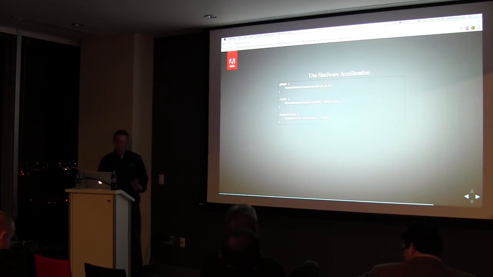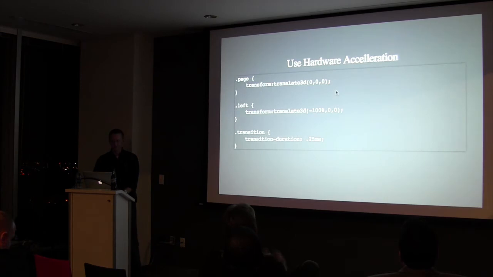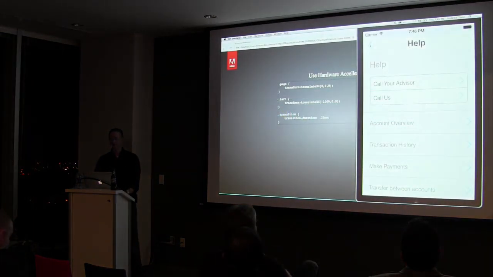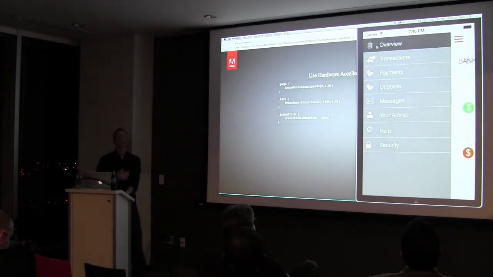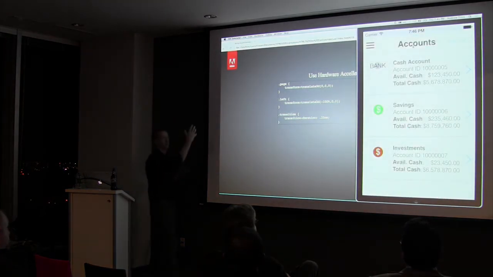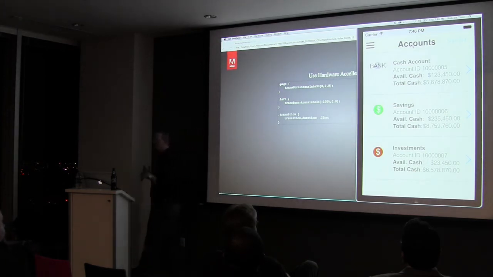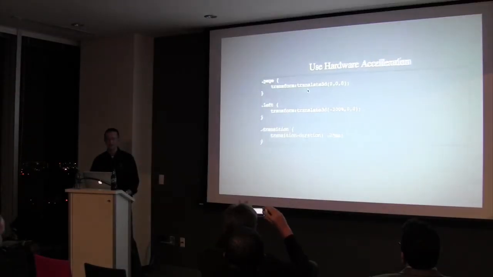Okay, the next thing I want to talk about is using hardware acceleration. Now, let me jump back over to this app. The transitions that I have right here, even though I'm running in the iOS simulator, are just as smooth on an actual device. And that's because it's leveraging the GPU for the rendering of each HTML DOM element. And that GPU rendering can be achieved simply by using a couple specific CSS styles.